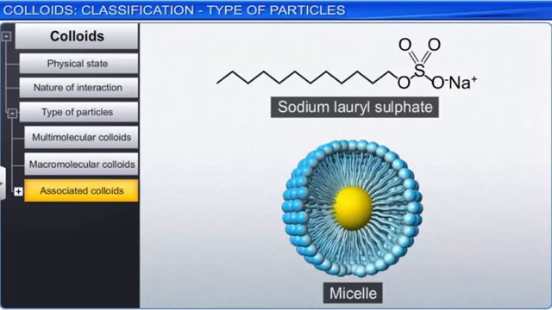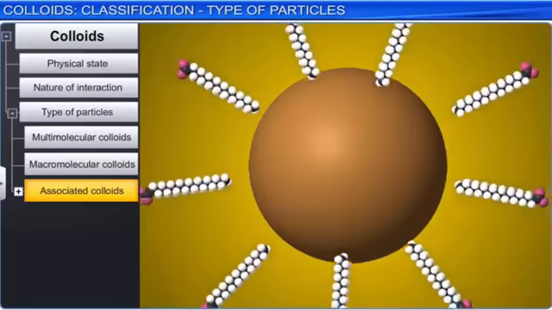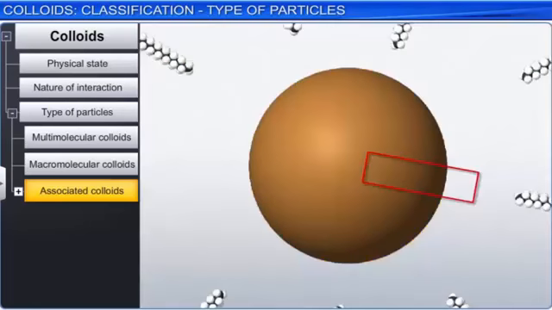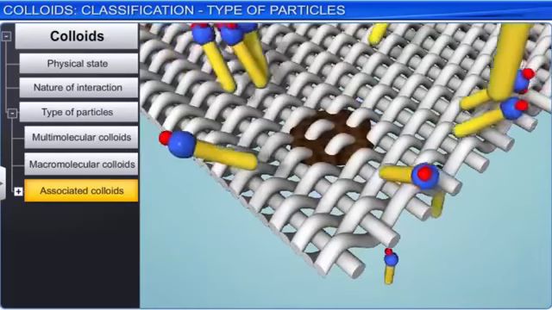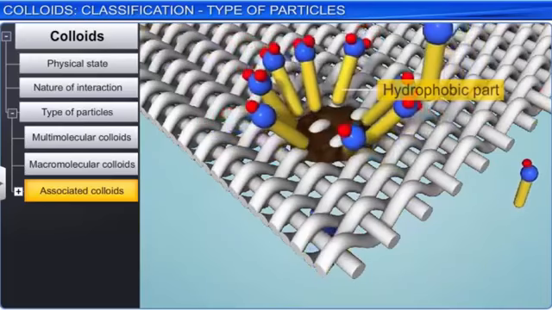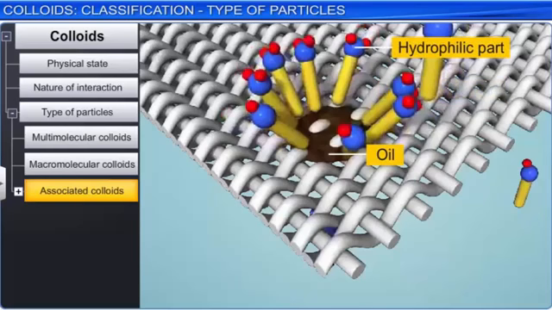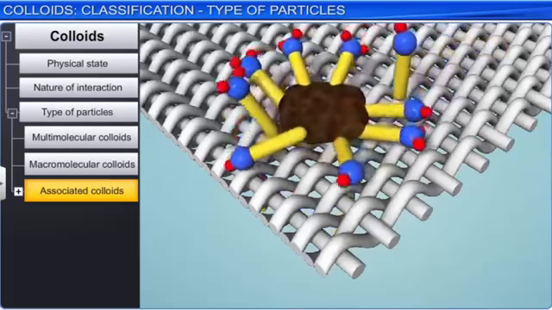The cleansing action of soaps is based upon its tendency to undergo micelle formation. The stearate ions of soap arrange themselves around an oil droplet in such a way that the hydrophobic part of the stearate ions is directed towards the oil and the hydrophilic part projects outside. The hydrophilic part, being polar, interacts with the water molecules, and the oil droplet is pulled away from the cloth into the water to form an ionic micelle.